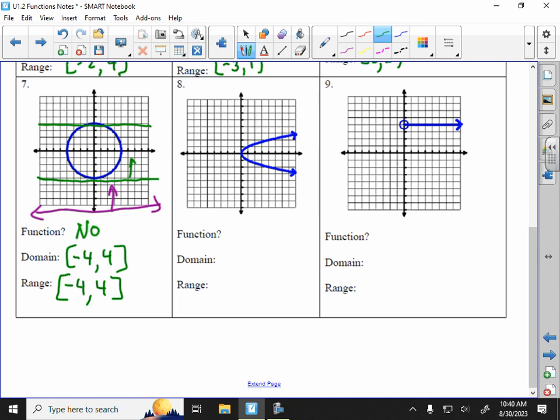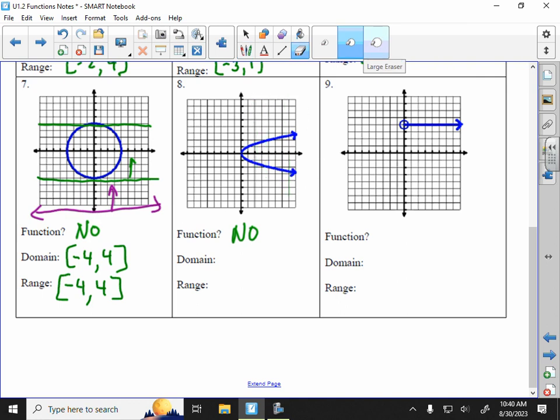All right, number 8, determine if this is a function. And I can see right here it fails, right here it fails, right here it fails. So no, this is not a function. Okay, I just have to find one vertical line that intersects the graph more than once. And then it would not be a function.